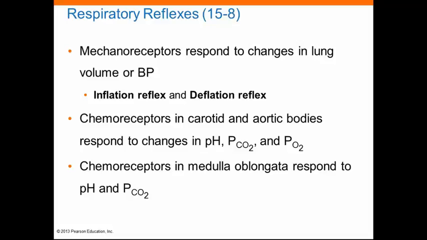Chemoreceptors in the carotid and aortic bodies respond to changes in pH, partial pressure of carbon dioxide, and partial pressure of oxygen of the blood. Receptors in the medulla oblongata respond to pH and partial pressure of carbon dioxide of the cerebrospinal fluid. And I have to tell you, the partial pressure of carbon dioxide has the strongest and most immediate effect. Chemoreceptors respond to pH, especially during exercise, when an increase in carbonic acid and lactic acid increases the partial pressure of carbon dioxide and decreases pH, which are prime stimulators of respiratory rate increases.